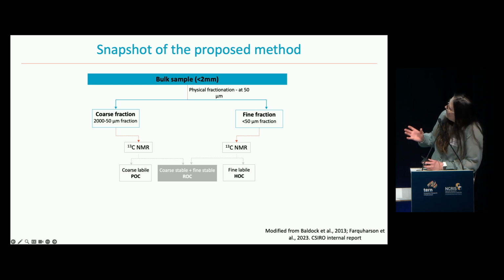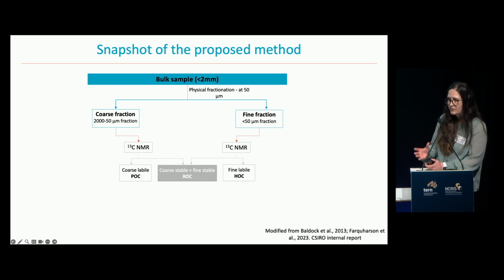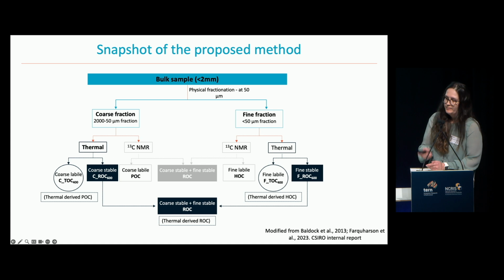And then when we sum together the stable part in the coarse fraction with the stable part in the fine fraction, we have the ROC, which is the resistant organic carbon, the most resistant part in our soil sample. And then, again, with the coarse and the fine fraction, we analyze them with the thermal instrument.